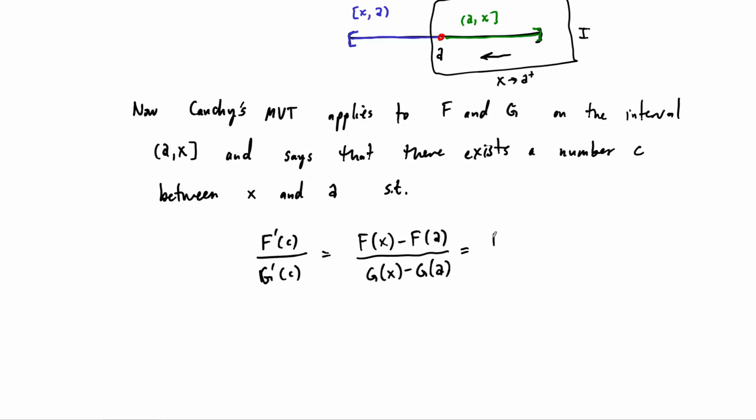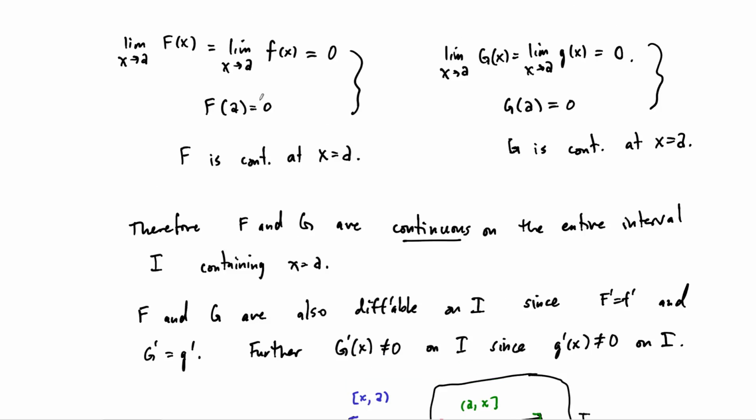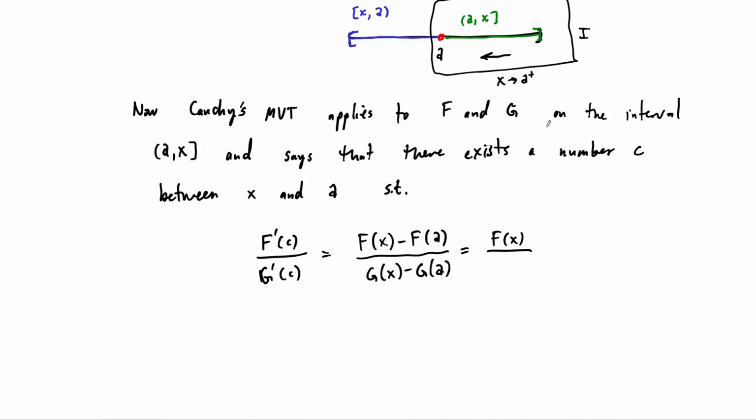This one is f of x, right? Because f of a and g of a, we defined those to be 0. F of a is 0, g of a is 0. So this is f of x over g of x. And on this side, this is the derivative. The derivatives here are equal to the derivatives f prime at c over g prime at c. Okay? So we've got a couple things going on here.